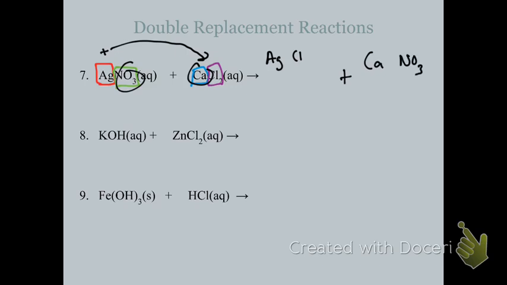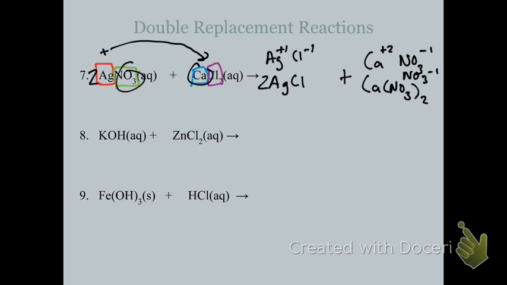I gotta go back and check the charges. Ag is always +1, Cl is always -1. Calcium is a +2, NO3 is a -1, so I need another NO3, right? So now I can write everything in. So it's going to form AgCl and Ca(NO3)2. Next thing you got to do is you got to balance it. If you do it correctly, it should look like this.